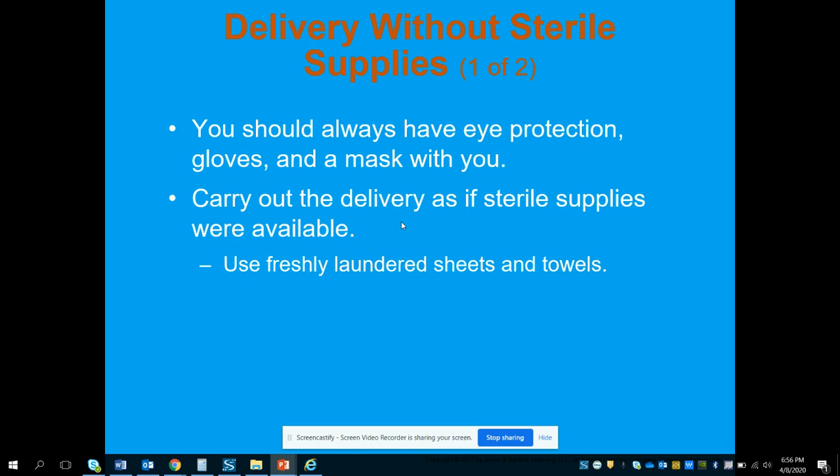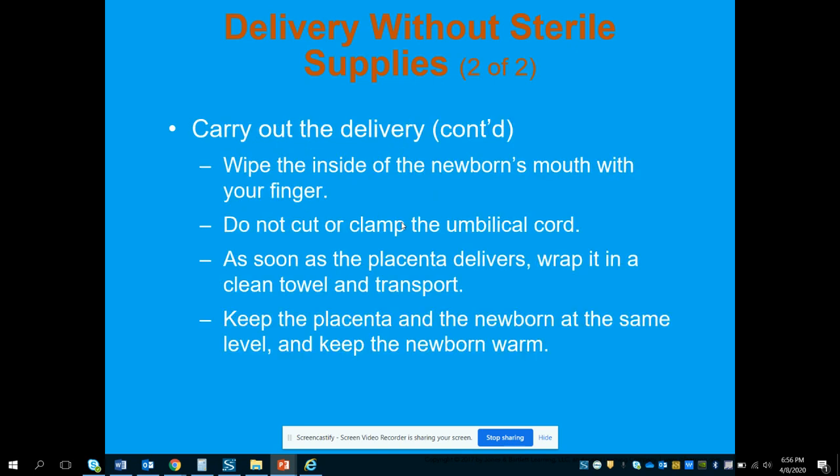If you have to deliver without your sterile supplies, you at least need to have some type of eye protection, gloves, and a mask, and then carry out the delivery as if the sterile supplies were available. Try to use some freshly laundered sheets and towels. Wipe the inside of the newborn's mouth with your finger. Do not cut or clamp the umbilical cord.